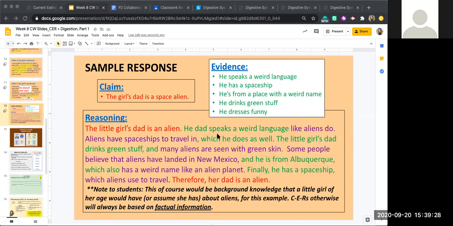Her claim is her dad's an alien. He speaks weird language just like aliens do. Aliens have spaceships to travel in, and so does he. And so you notice there are always connections. These words in purple, they're always trying to connect the green words to the red words. Okay? And so typically you would try to write a CER using factual information, but for the sake of this explanation, hopefully this alien example worked for you.